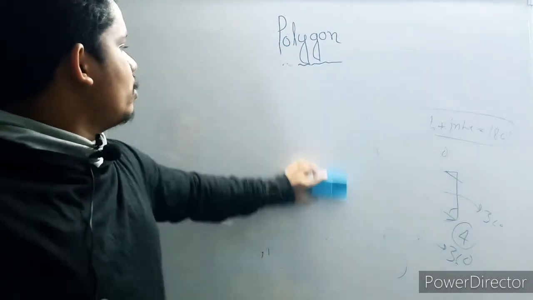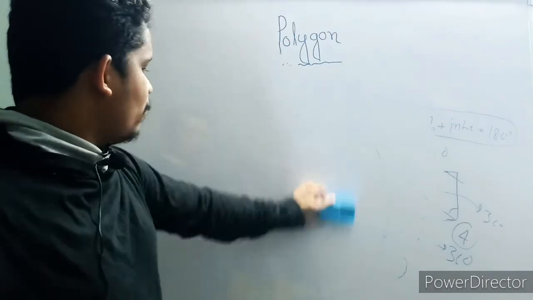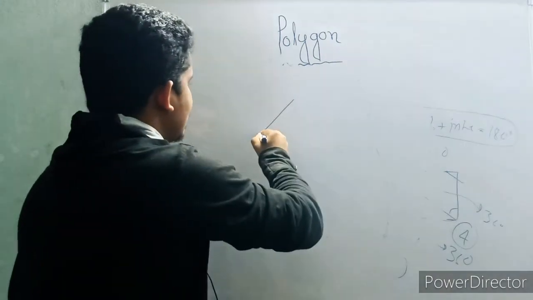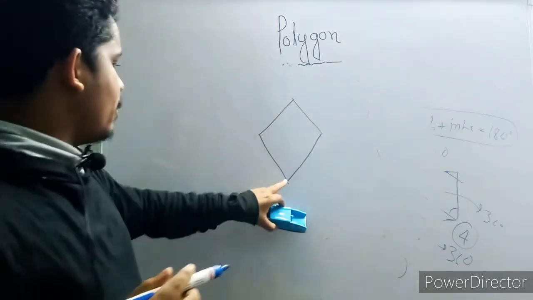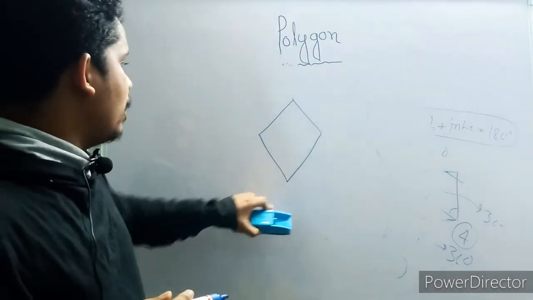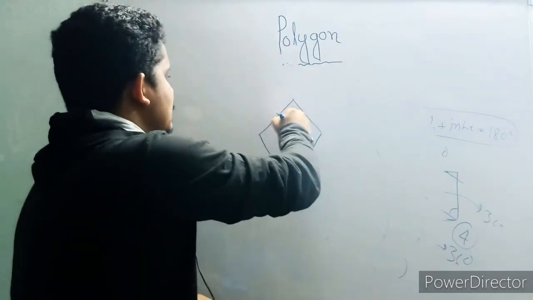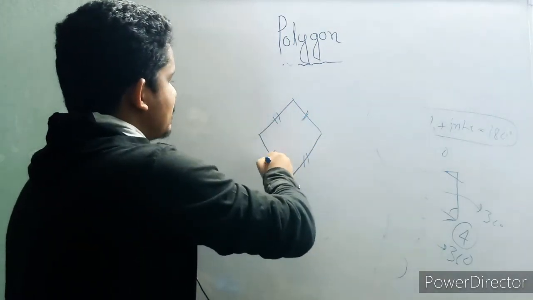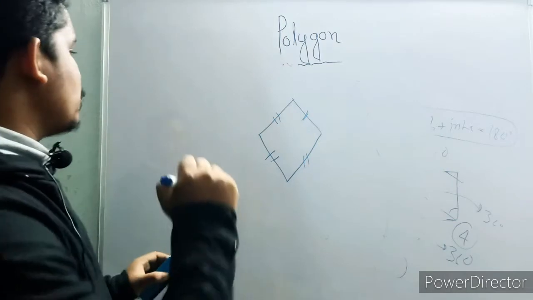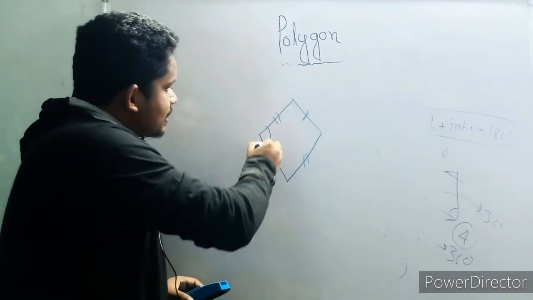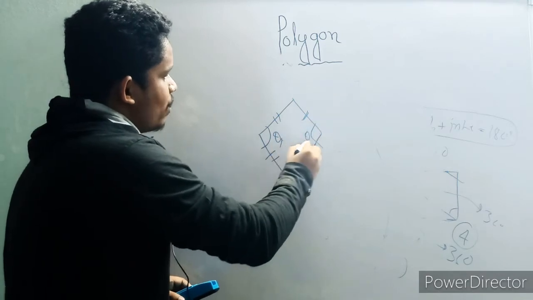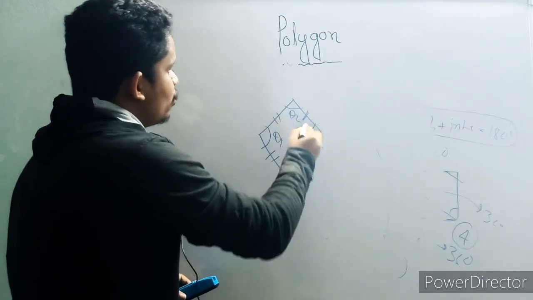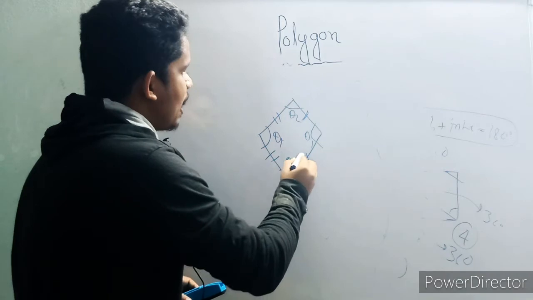Now we will talk about what is happening in the case of a rhombus. A rhombus has a similar property to a square: all its sides are equal, this side is equal to this side and this side. But in the case of interior angles, this angle is equal to this angle. If it is theta, this is also theta. If it is theta 1, it is theta 1. And if this is theta 2, the opposite angles should be equal.